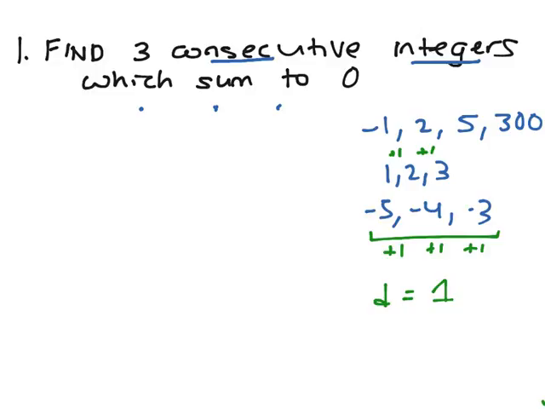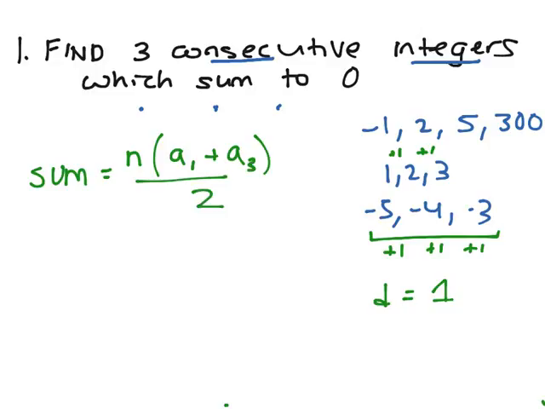Knowing that they form an arithmetic sequence, we can use the sum of an arithmetic sequence, the equation we've already learned, to find the answer. So remember, the sum of an arithmetic sequence is equal to n times our first number plus our last number, which will be the third number here, so a3, over 2. Now let's fill in these variables. What is n? n is the number of terms. We're told that there are 3 terms, so n must be equal to 3.